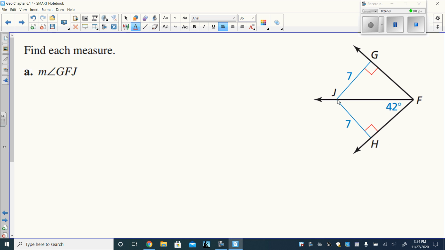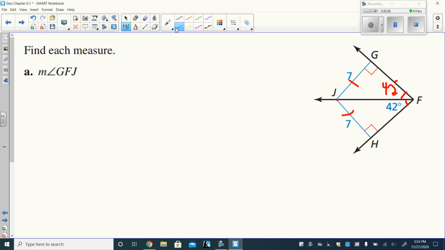So we look at this here. Point J is equidistant from the two sides. These two are congruent, so it means it's an angle bisector. These two angles have to be the same. So the measure of GFJ is going to be the same as JFH. This angle here is going to be 42 degrees because it cut it in half. It cut it into two congruent parts.